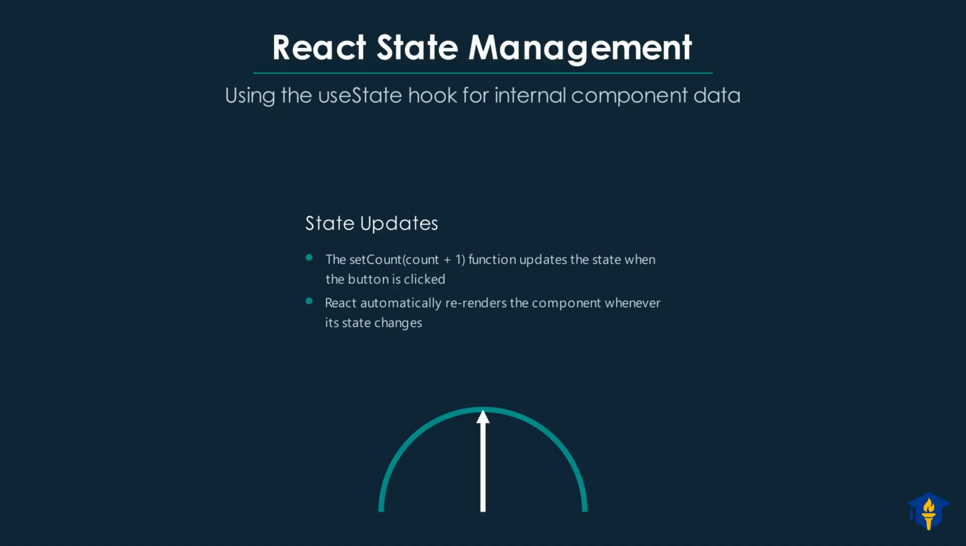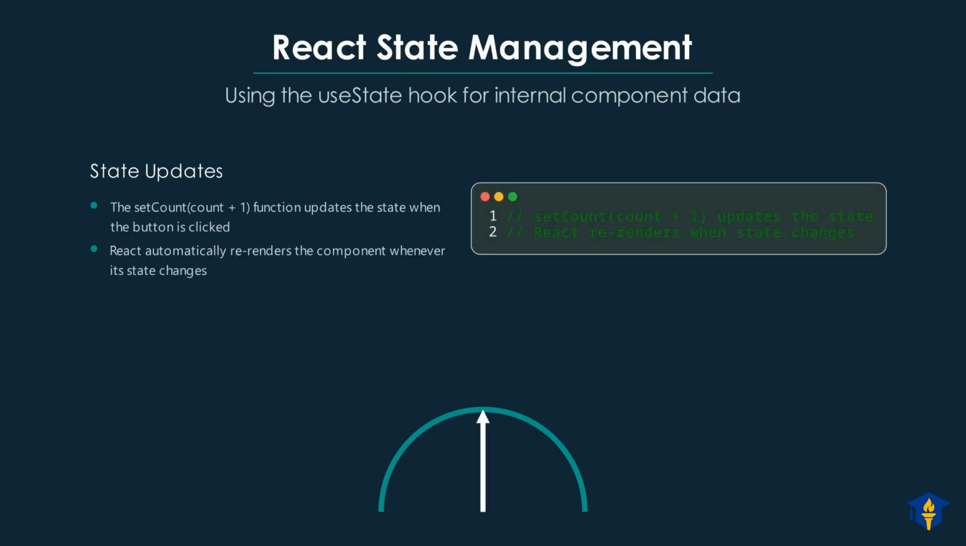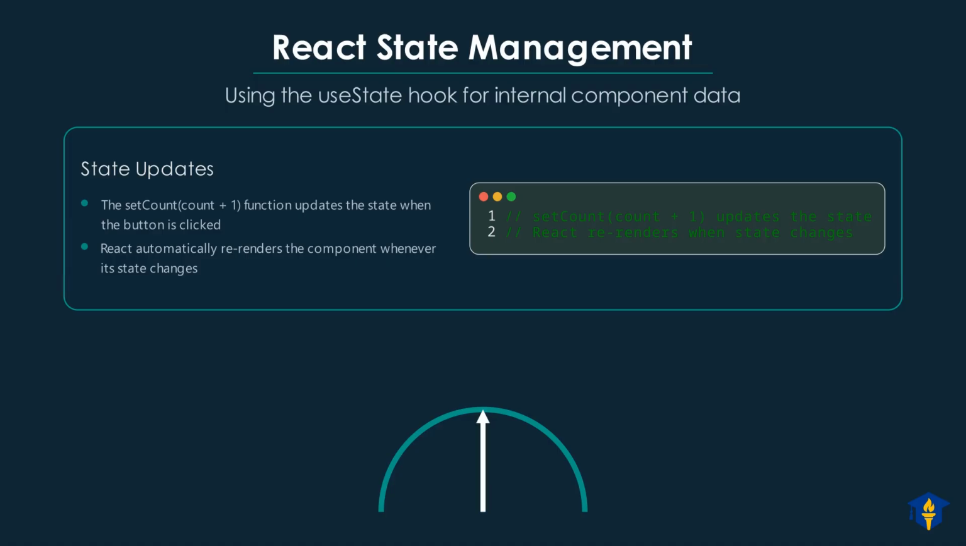The setCount function updates the component's state and React automatically re-renders the component to reflect these changes. As you can see, the setCount function triggers an update, causing React to re-render the component.